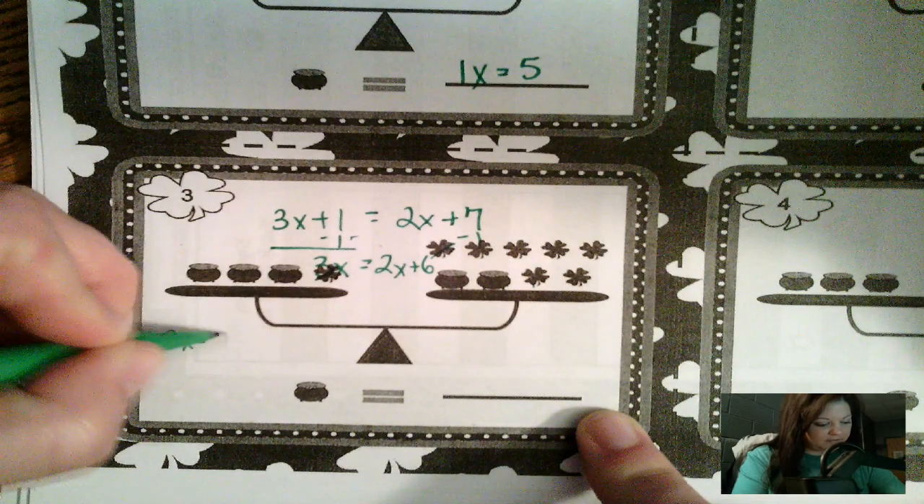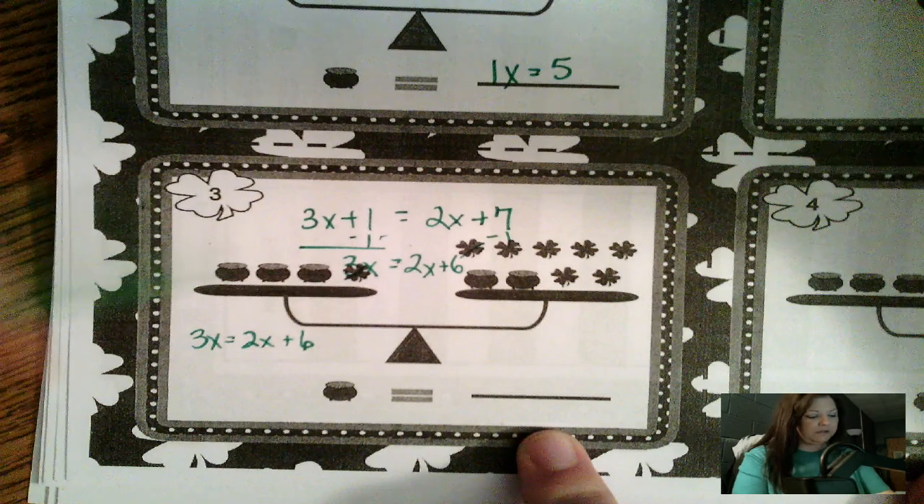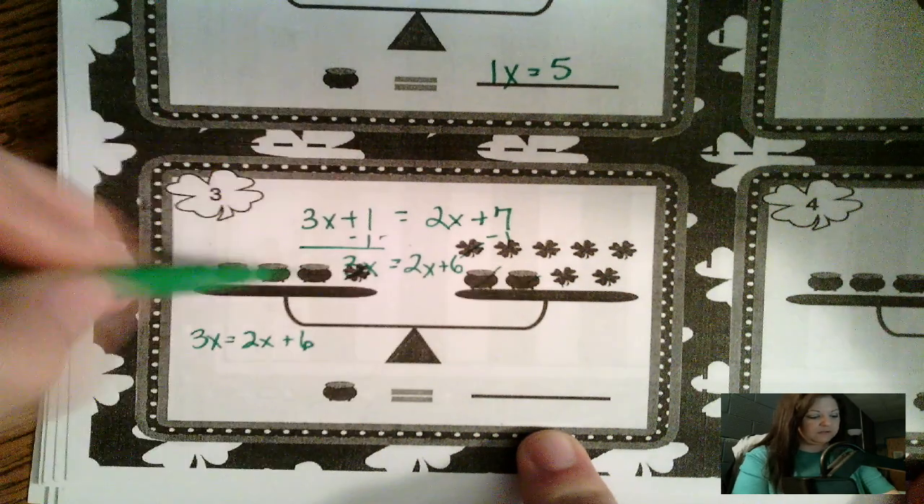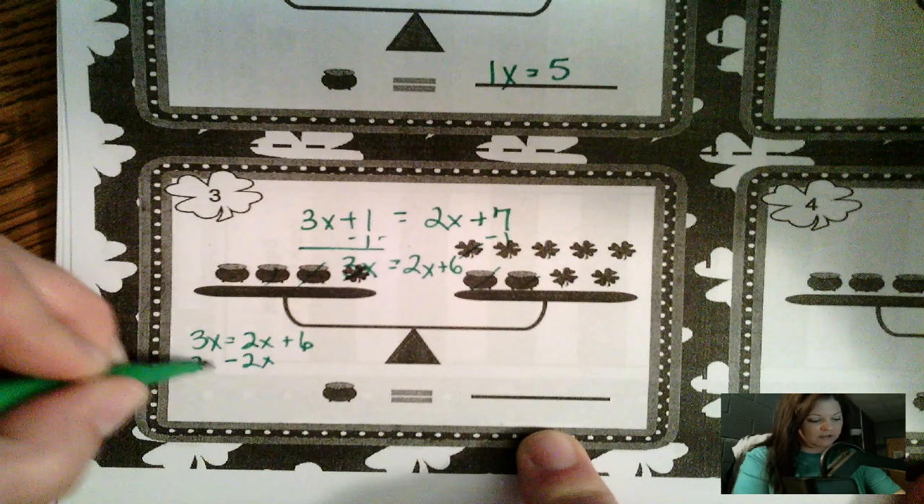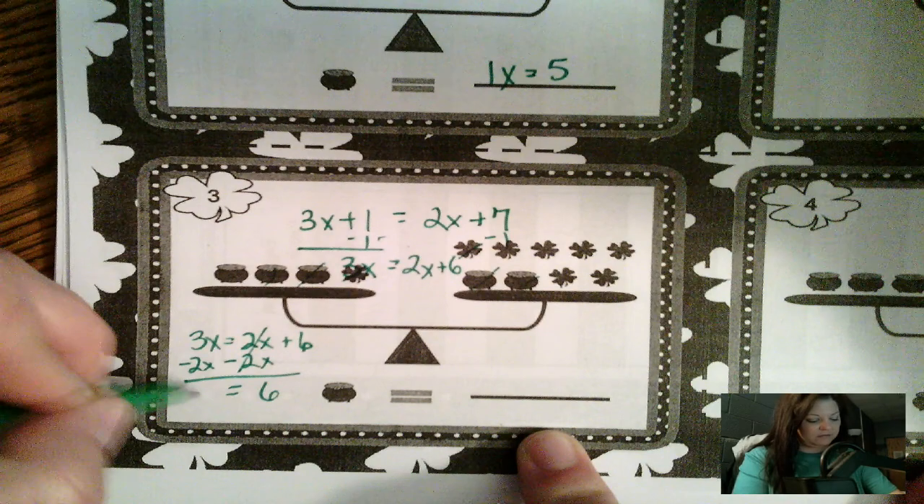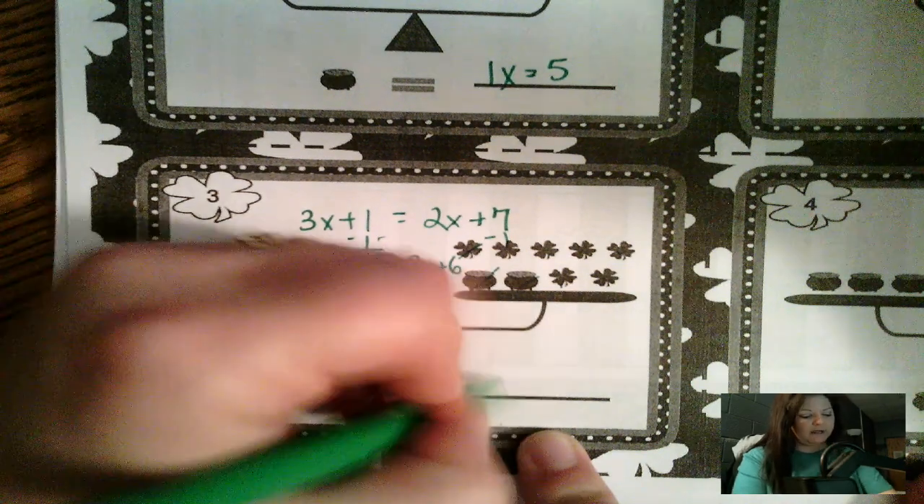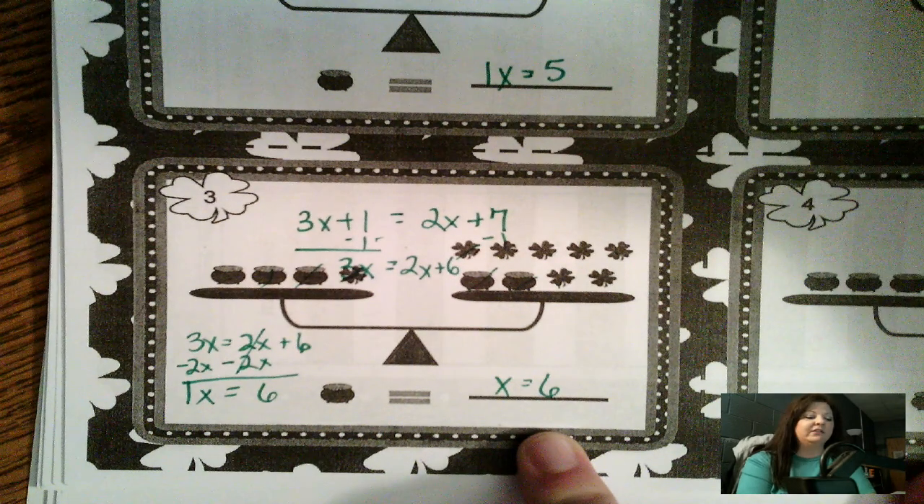Okay, I'll rewrite that down here. 3x is equal to 2x plus 6. Then I could take away 2 pots of gold on each side. So that's like saying take away 2x on both sides. 6 is equal to 1x. So x is equal to 6. So the solution to clover card 3 is 6, x equals 6.